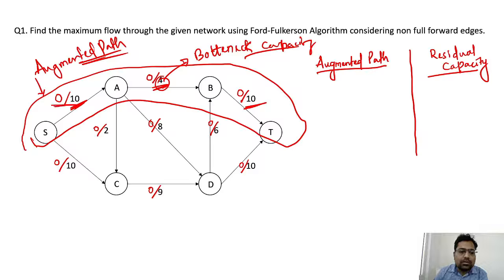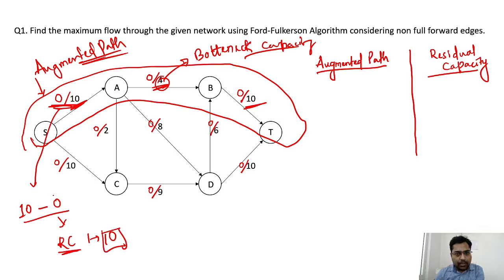Then how do we find the residual capacity? Initially the flow is 0, so the residual will be 10, which is the original capacity minus the flow of 0. I'm writing RC for residual capacity, which is 10. Why? Because capacity minus flow is your residual capacity. Here the residual capacity is 4, here it is 10. Out of these, the minimum residual capacity, 4, will be selected. This is how we will know the concept.